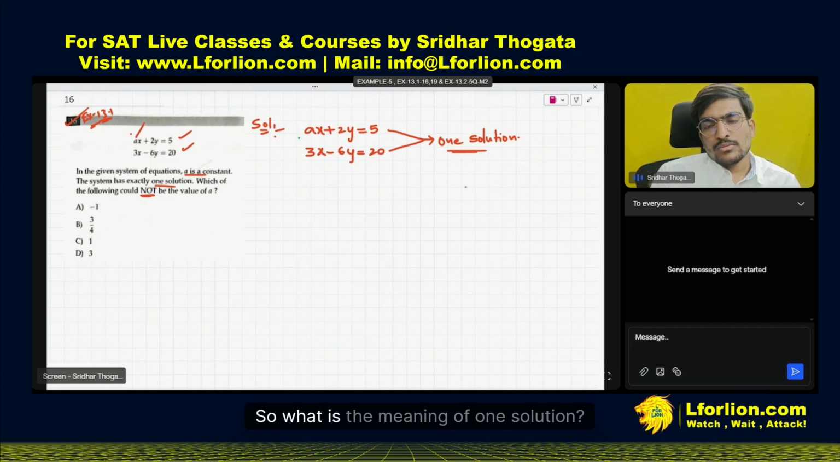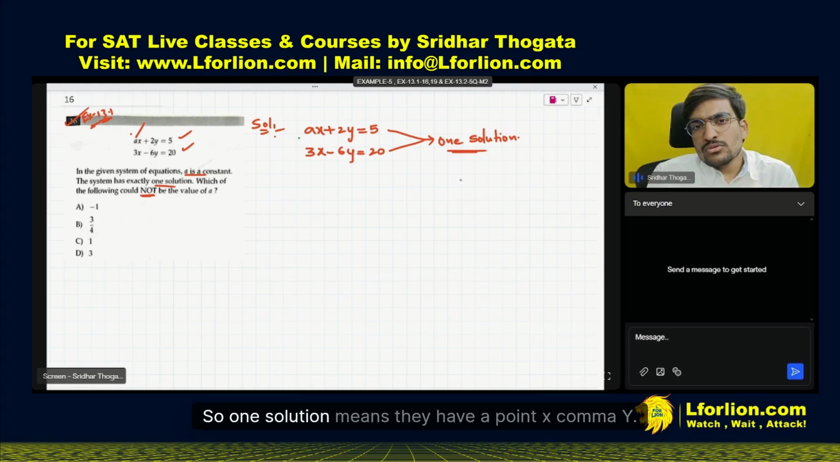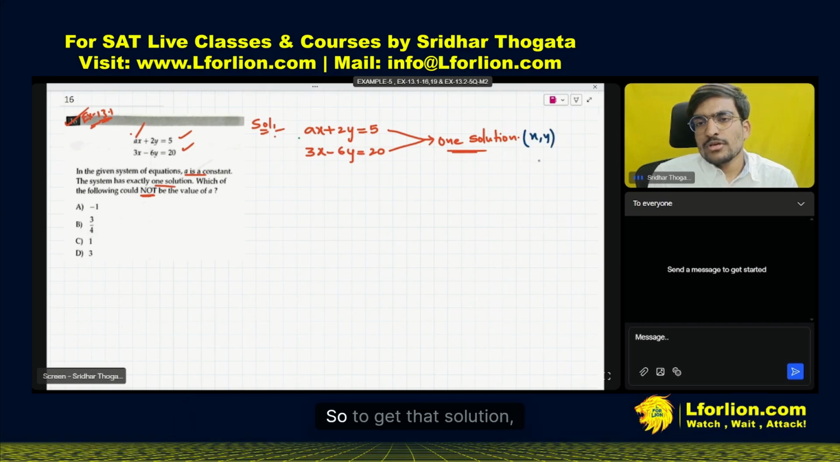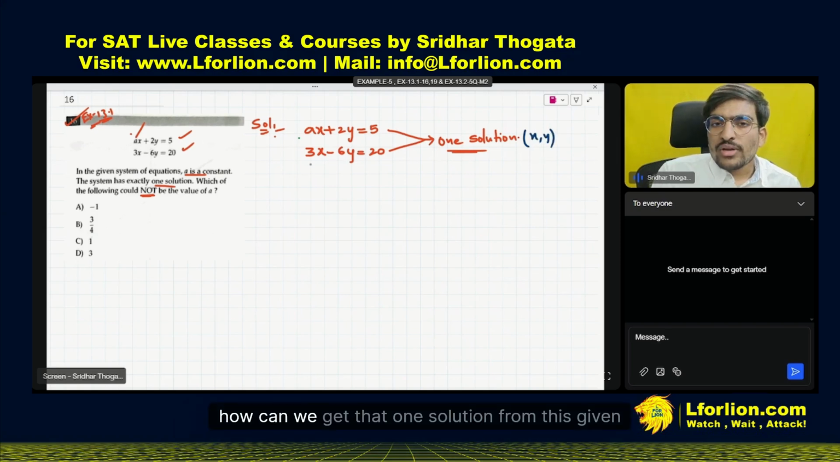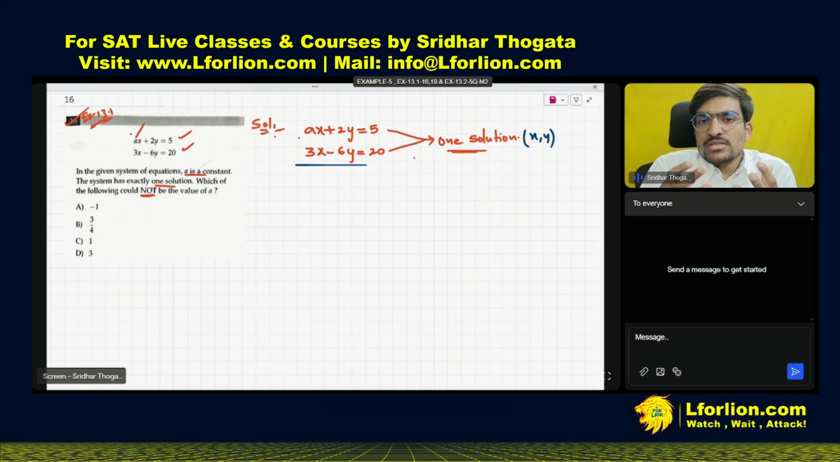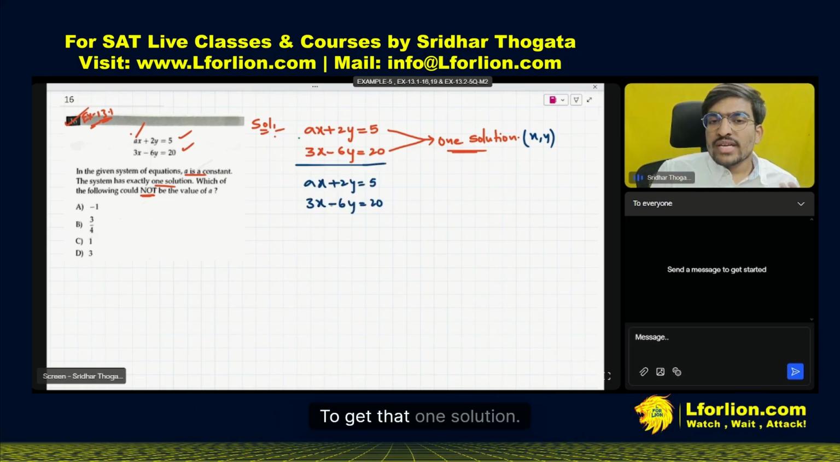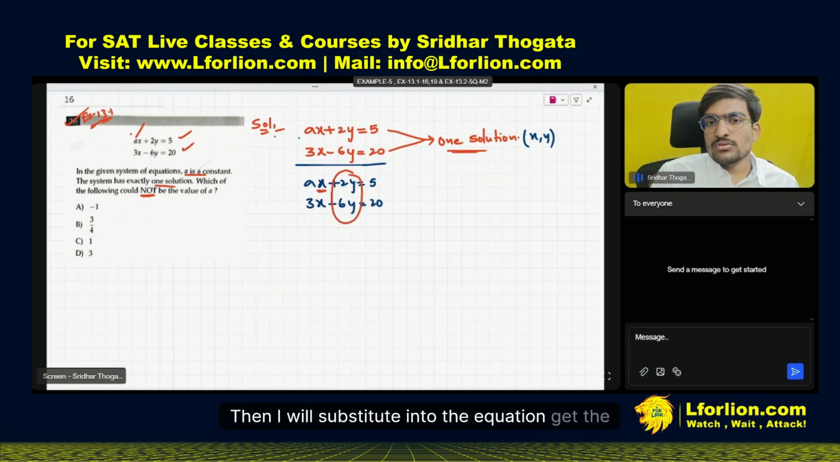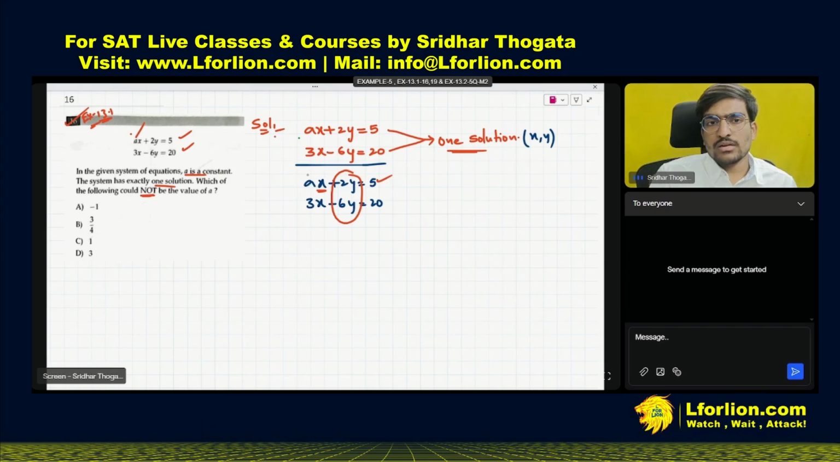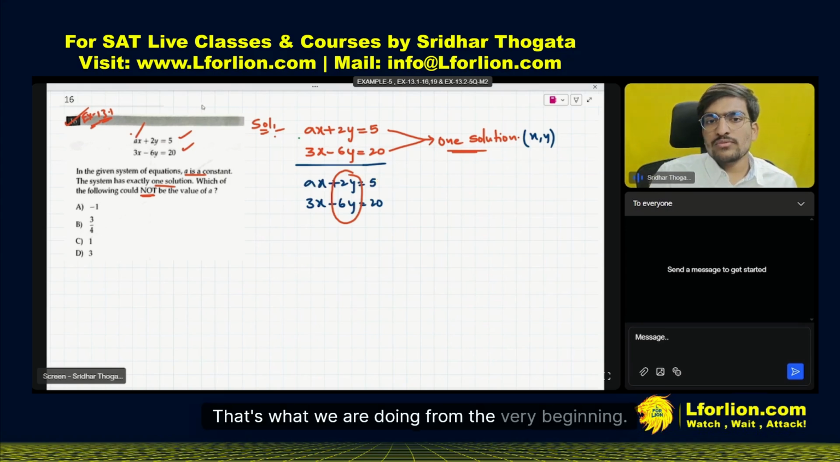So what is the meaning of one solution? It has exactly one solution. So one solution means they have a point x comma y. So to get that solution, how can we get that one solution from these given equations? We just go with the usual way. To get that one solution, I'll try to match y terms, then I'll get the value of x, then I'll substitute into the equation, I'll get the value of y. That's what we are doing from the very beginning.